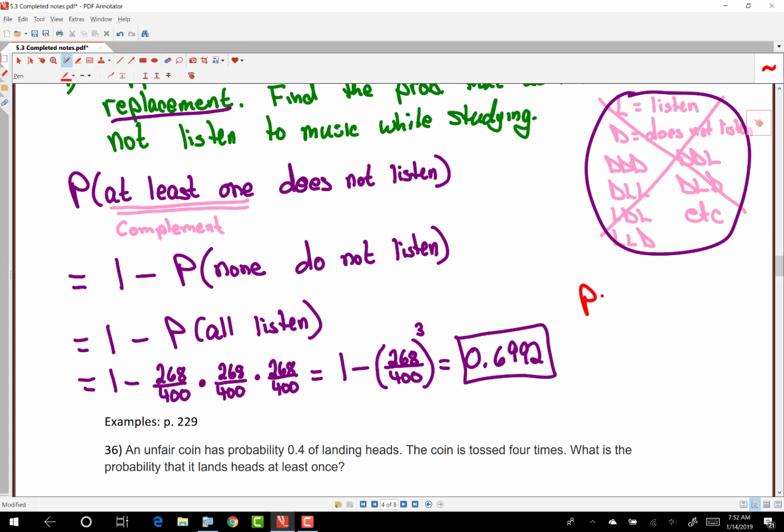If you have the probability of at least one, whatever, fill in the blank there, that's going to be always equal to 1 minus the probability that none do, whatever the blank is. So like if you were selecting marbles from a jar, the probability of getting at least one red would be 1 minus the probability of getting no red.